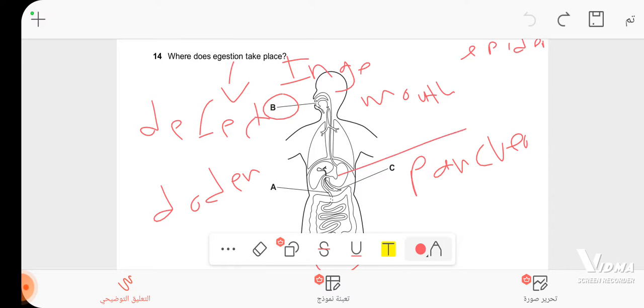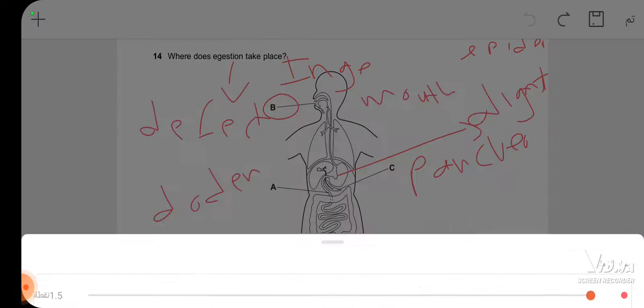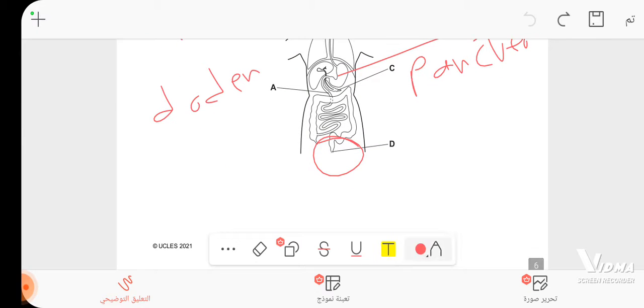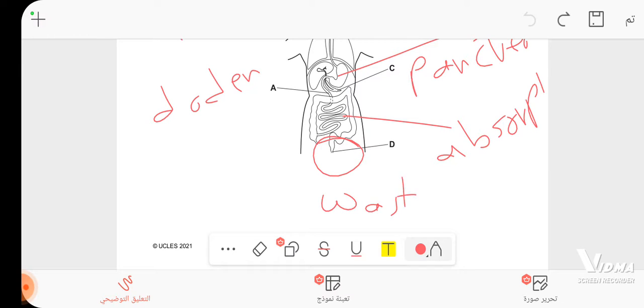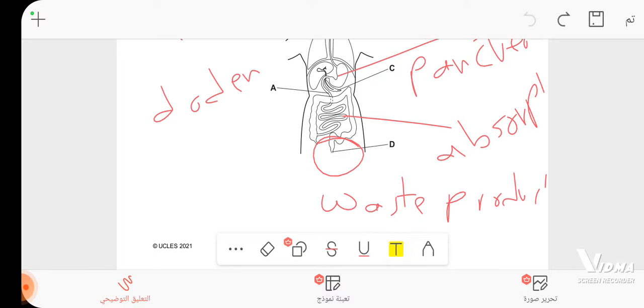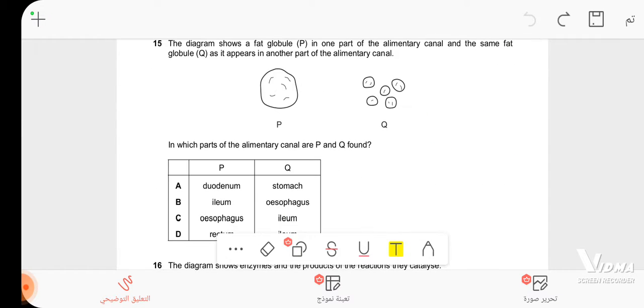and here digestion. We have three processes: ingestion, digestion, and after digestion there is absorption here in the small intestine, and finally there is defecation, getting rid of waste product. So we have to choose D, and we said why.